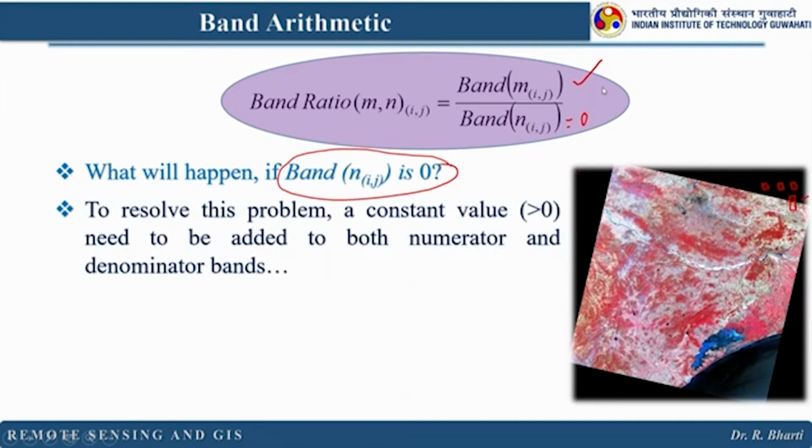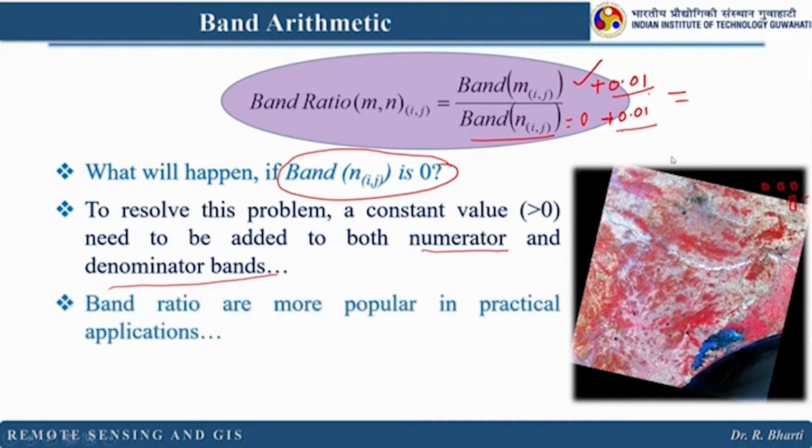So what can we do to resolve this one? To resolve this problem, a constant value greater than 0 needs to be added to both numerator and denominator, right? So what happens if you add 0.01 here and here also 0.01, then the 0 will be replaced with this, and you are adding the same value in numerator and denominator. So there will be no effect of these values, but the output will be sensible, right? So band ratios are more popular in practical application.